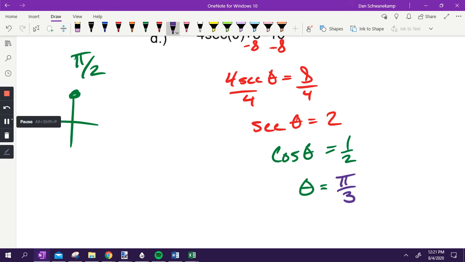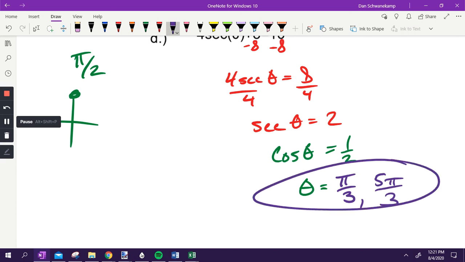Pi over 3. What's the other spot here where I want cosine to be a positive 1/2? 5 pi over 3, down there in the fourth quadrant. Those are my answers. Questions on something we did today?